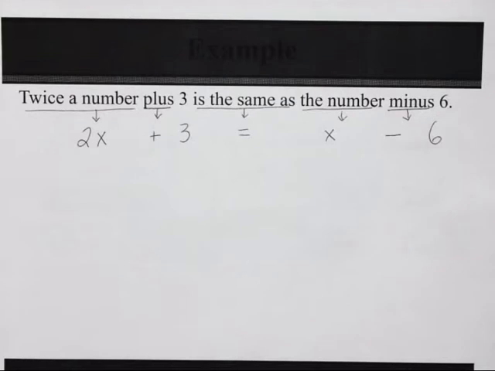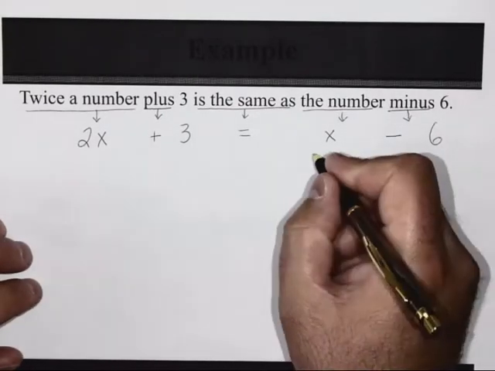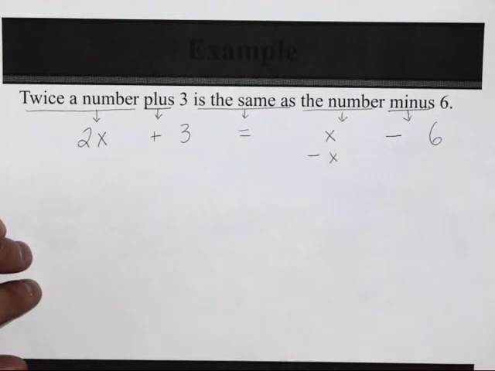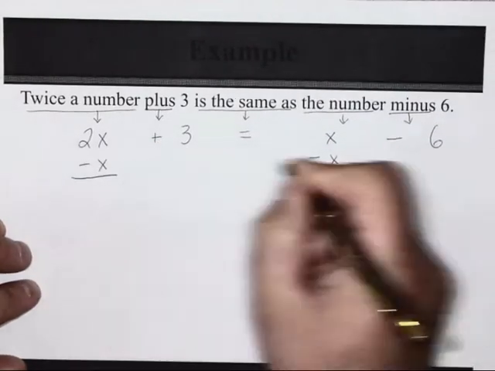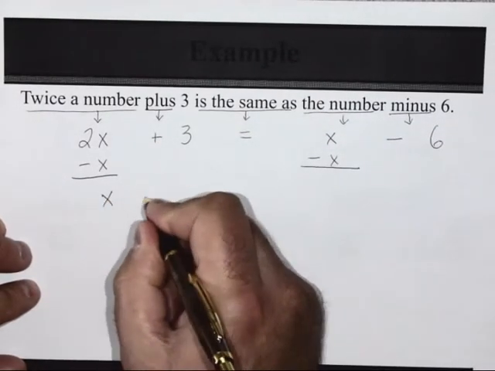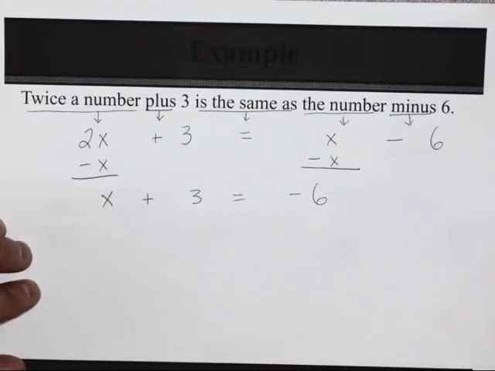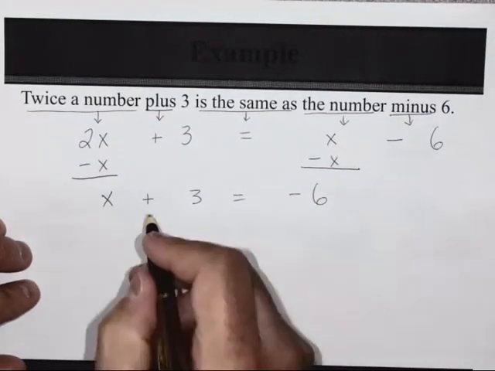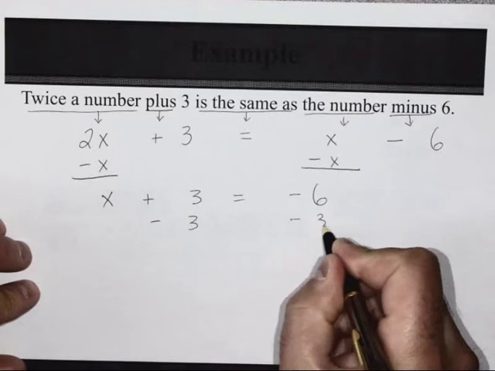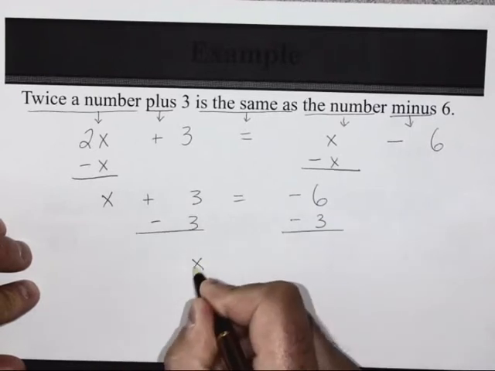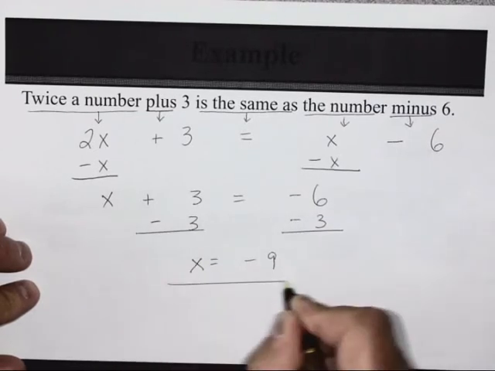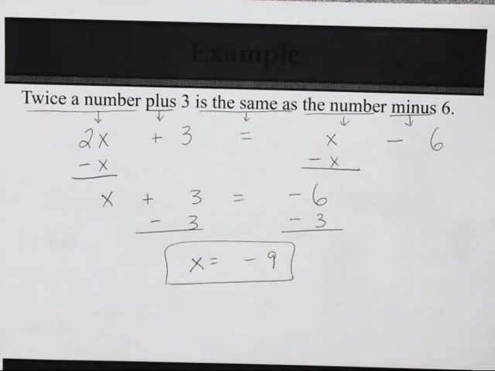So now we want to solve this. So this is what we've been working on, right? Solving for the variable. So once again, we want to isolate the variable, get it on one side using the inverse operation. So I'm going to subtract the x from both sides. x plus 3 equals negative 6. Then subtract 3 from both sides. x equals negative 9. So the number would be negative 9.